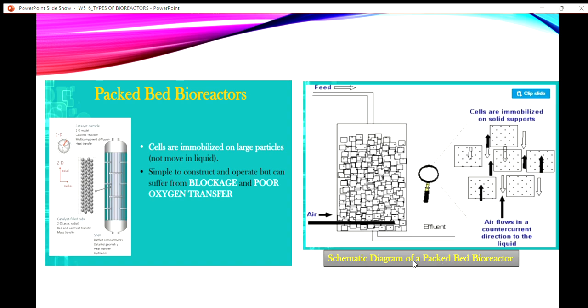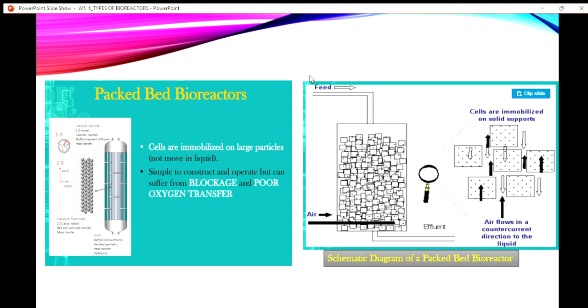For immobilized we have lots of examples. One example of a bioreactor using immobilized cells is the packed bed bioreactor. So this is the image of a packed bed bioreactor. You can see the cells are immobilized on large particles, not moving in liquid. It is simple to construct and operate but suffers from blockage, because it is packed. Packed means very tight.